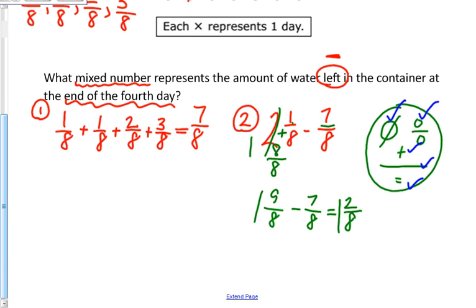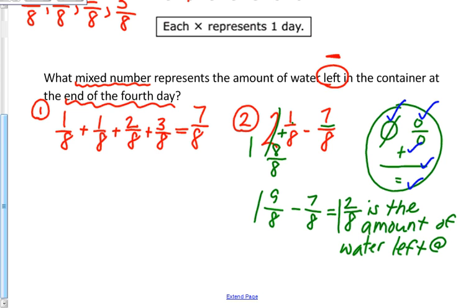So, let's go back to the question, make sure we answered it. What mixed number represents the amount of water left in the container at the end of the 4th day? So here's our mixed number. 1 and 2 eighths is the amount of water left at the end of the 4 days.